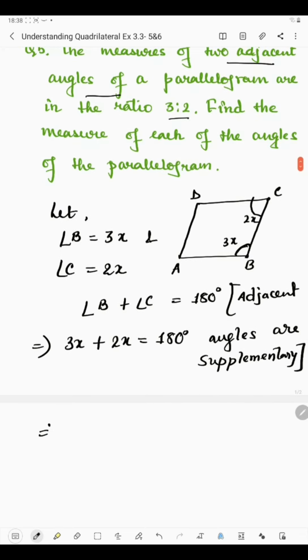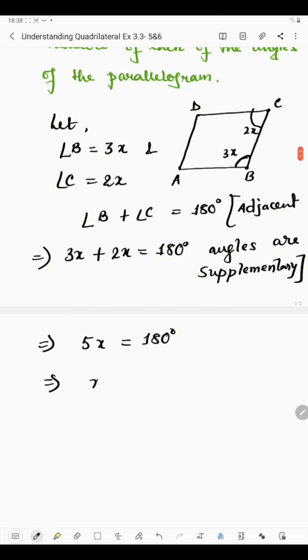So 3x plus 2x is 5x, which is equal to 180 degrees. So what will be the value of x? 180 degrees will be divided by 5. So 5 ones are 5, 5 threes are 15, 5 sixes are 30. So the value of x is 36.